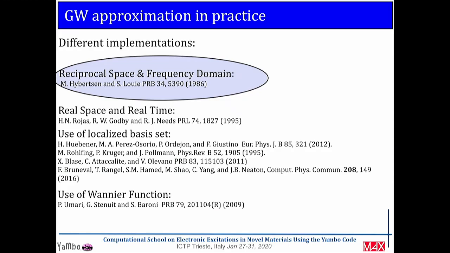Here there is the Rolfing code, I don't know the name, but there is the code of Feliciano Giustino, the Fiesta code, where also Claudio, who is here, is involved. There is the code of Fabien Bruneval, MOLGW. They are very performant, but they are meant for localized systems, for molecules, and not for bulk systems or solids. Then in other implementations, Paolo Marri makes use of localized basis functions. Surely I forgot many other codes.